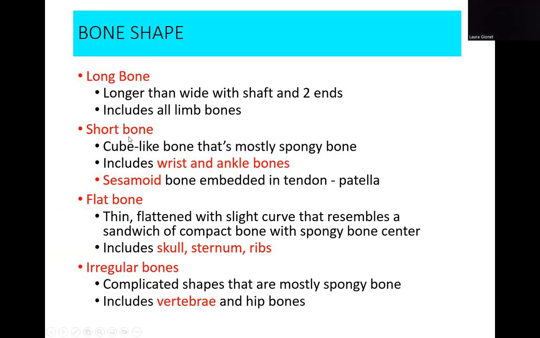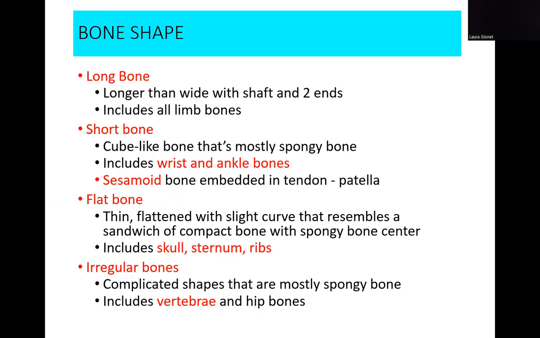Okay, so when it comes to bones, we have shapes. We have long bones, short bones, flat bones, irregular bones. And we often look at these in lab as well. Long bones are longer than they are wide. They have a shaft and two ends called epiphyses. They're common throughout the body, and this includes all the limb bones.